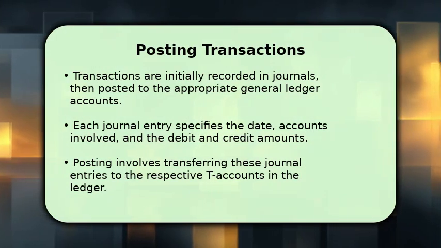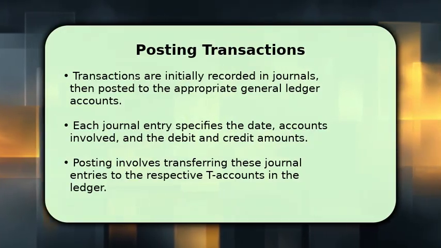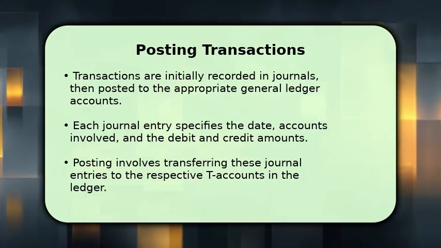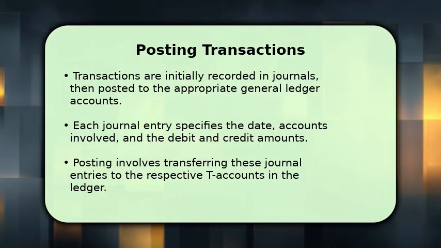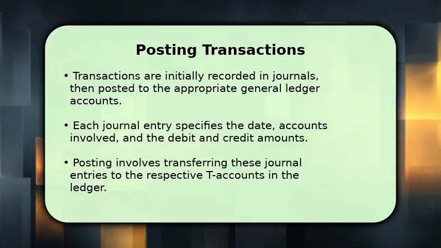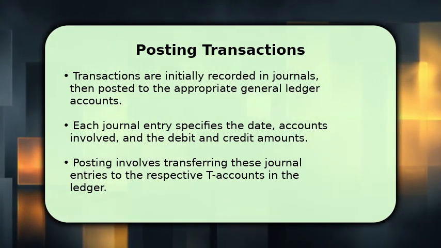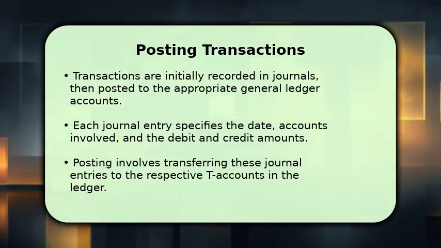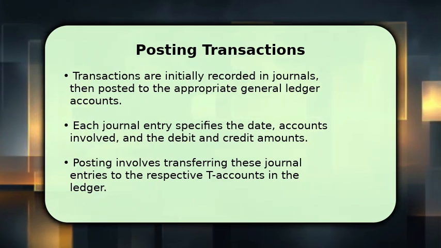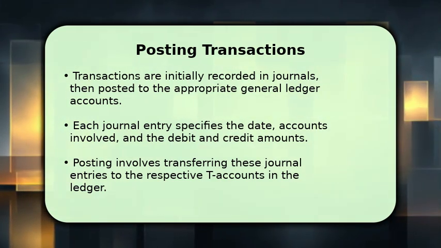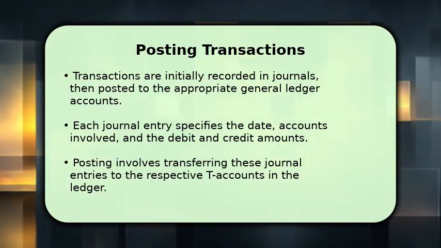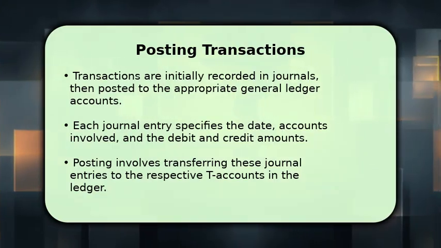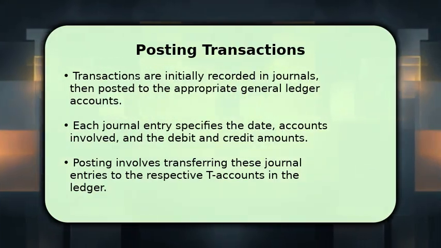Now let's talk about posting transactions. After a transaction occurs, it's first recorded in a specialized journal, like a sales journal or cash receipts journal. This initial recording captures all the details. Then these entries are systematically transferred or posted to the individual accounts within the general ledger. This process ensures that each account, such as cash or accounts payable, accurately reflects its current balance based on all recorded activities. It's a critical step for maintaining up-to-date financial records.